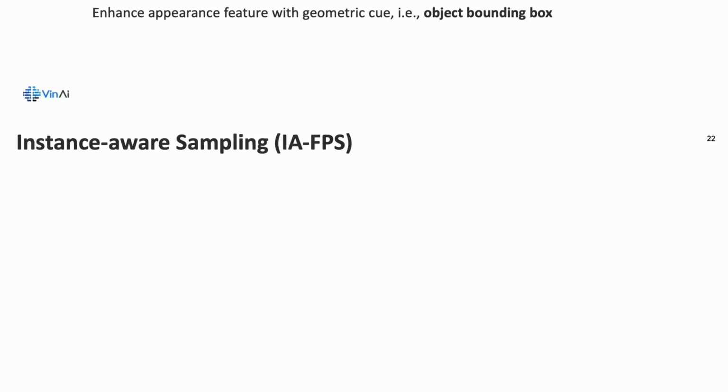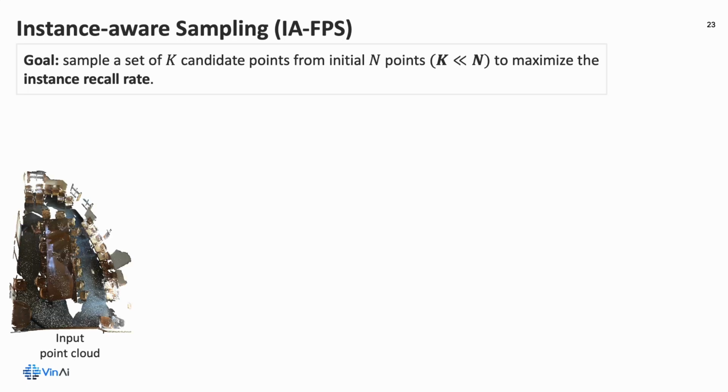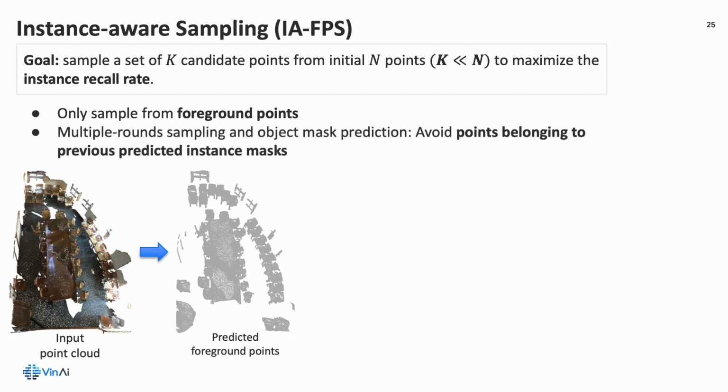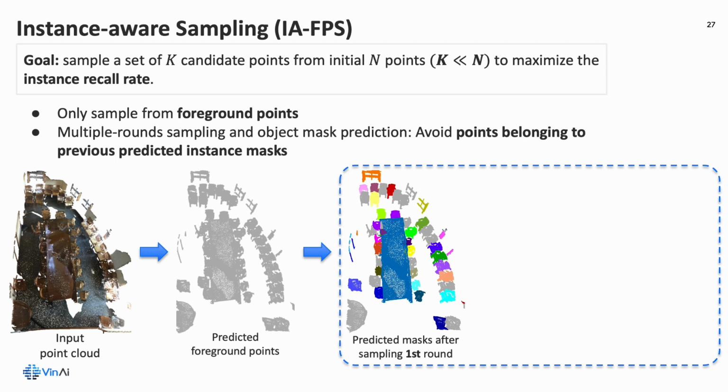Our instance-aware sampling technique aims to efficiently select a set of k candidate points from an initial n points, where k is significantly smaller than n, while maximizing the instance recall rate. We employ two key strategies to achieve this goal. First, we utilize pointwise semantic segmentation to filter foreground points and exclusively sample from this subset. This ensures that the sampled points are relevant to the instances of interest. Second, we introduce a multiple round sampling approach combined with object mask prediction. Instead of sampling all k candidates simultaneously, we divide k into multiple rounds and perform iterative sampling. In each round, we sample points that do not belong to the previously predicted instance masks.